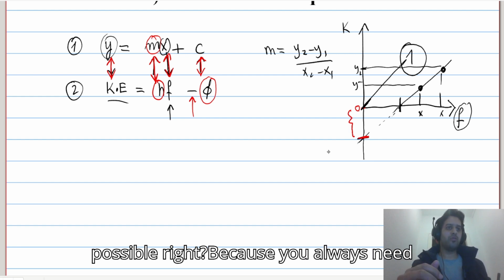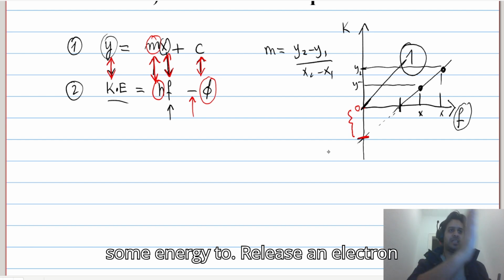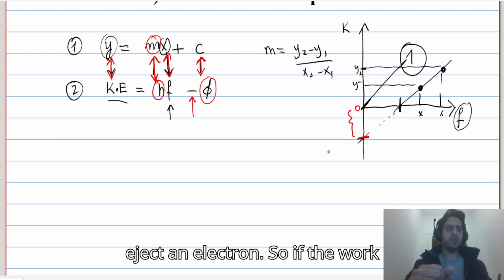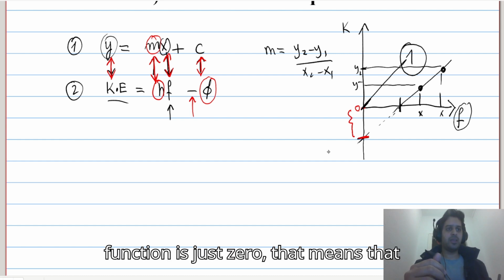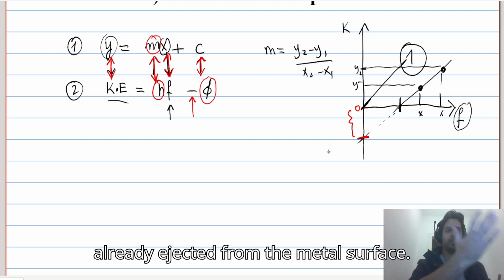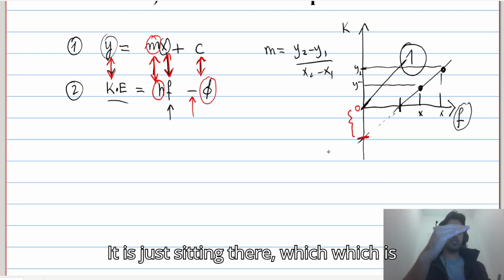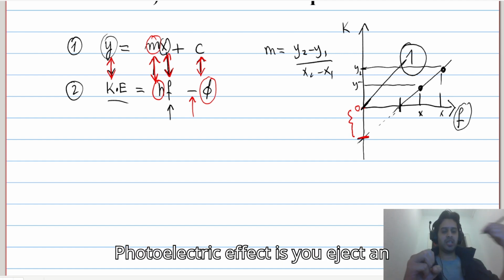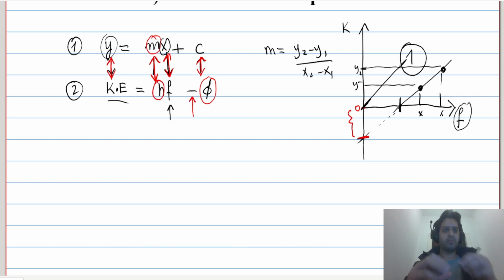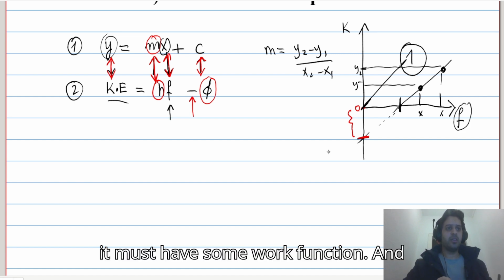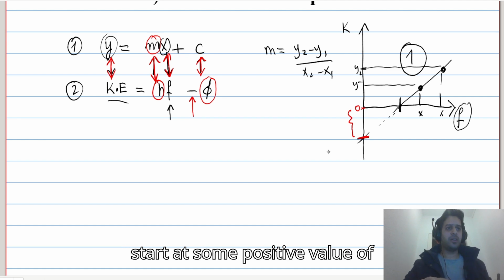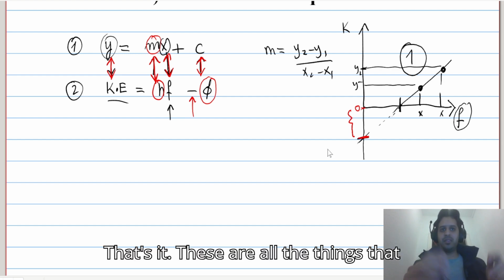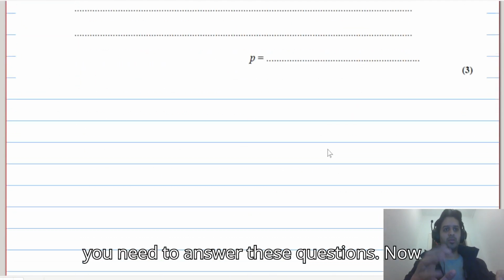Because you always need some energy to release an electron, to break the bonds from the surface and eject an electron. So if the work function is just 0, that means that the electron is already free. It is already ejected from the metal surface. It is just sitting there, which is not what the photoelectric effect is. The photoelectric effect is when you eject an electron from the metal surface. So it must have some work function, which means that the graph will always start at some positive value of frequency. It will never start from the origin. That's it. These are all the things that you need to answer these questions.